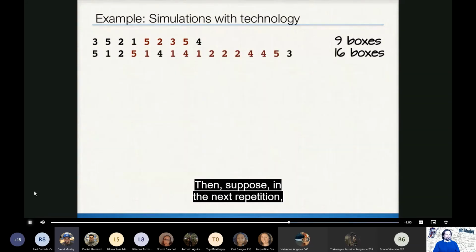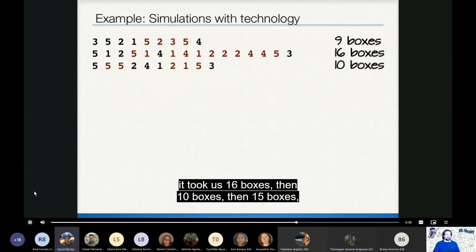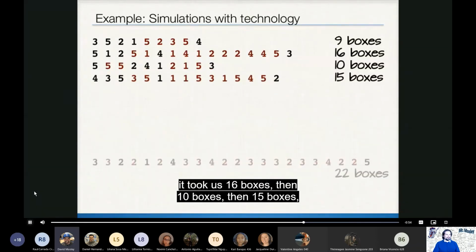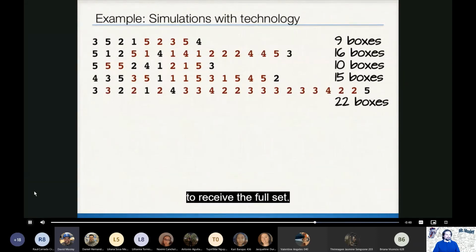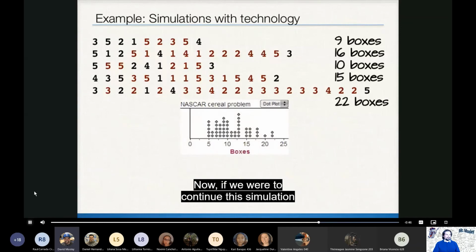Then suppose in the next repetition, it took us 16 boxes, then 10 boxes, then 15 boxes, and finally a case where it took 22 boxes for us to receive the full set. Now, if we were to continue this simulation on and on and on for 50 repetitions, this is what might happen.